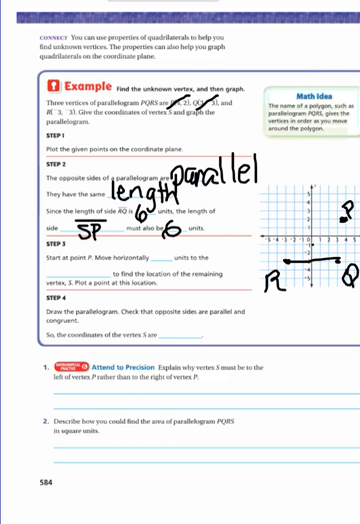So, step 3, we're going to start at point P and move horizontally 6 units to the left to find the location of the remaining vertex, S. Plot a point at this location. Step 4. Draw the parallelogram.